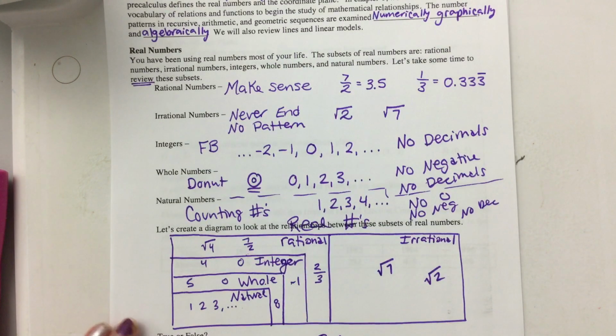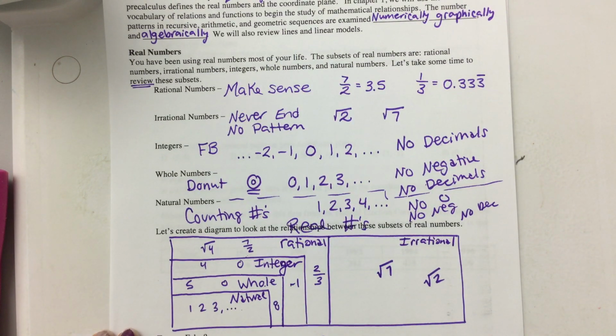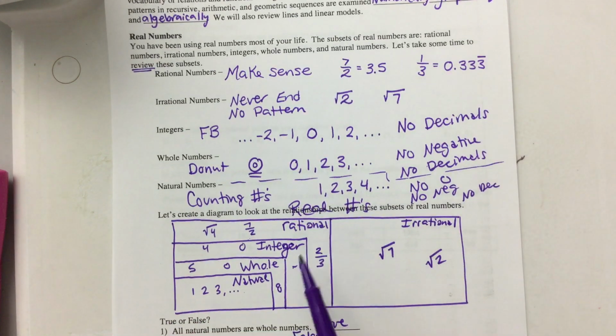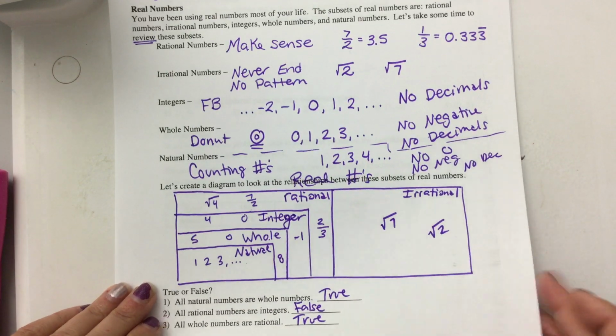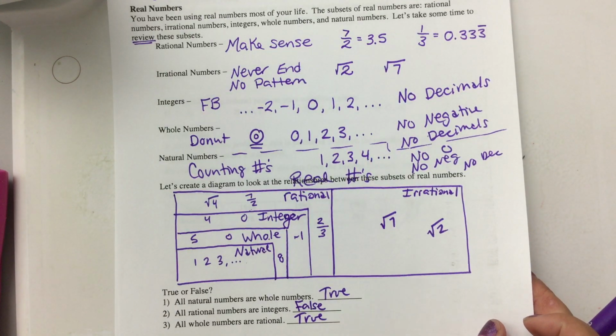So the first thing we really wanted to make sure to review from Algebra 2 is that when you have numbers, there are lots of different subsets. It's kind of cool. So, starting off this pre-calculus year with just some vocabulary review.